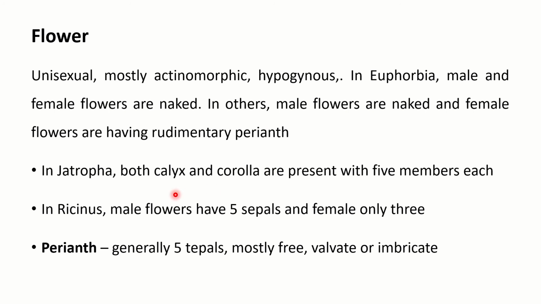In Jatropha, both calyx and corolla are present with 5 members each. Whereas in Ricinus, the male flowers have 5 sepals and females only have 3 sepals. Perianth, if you talk about, generally it consists of 5 tepals which are mostly free, valvate or imbricate. So it is characterized by valvate or imbricate type of aestivation.